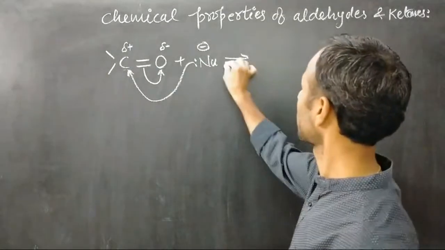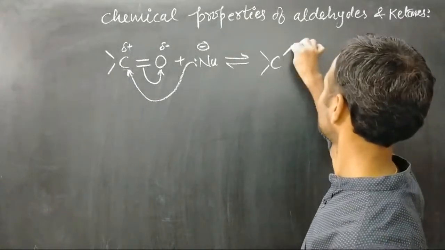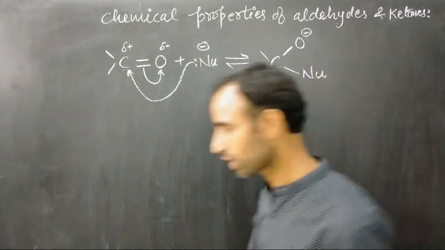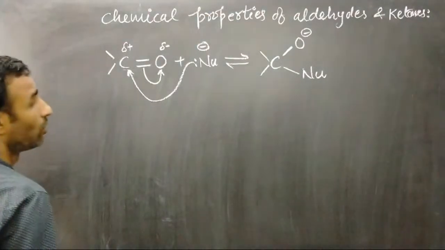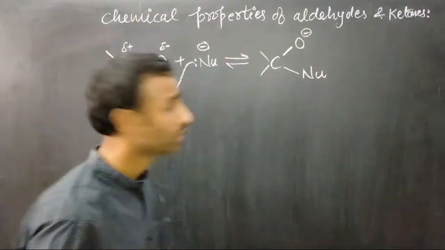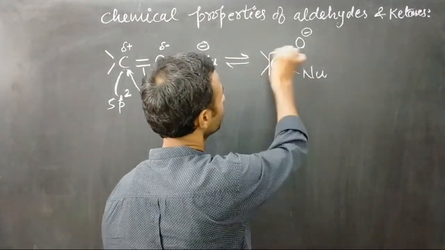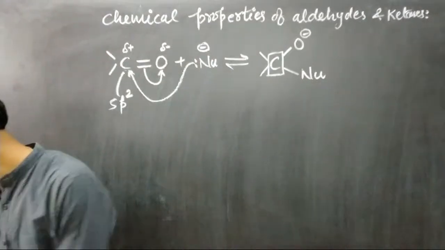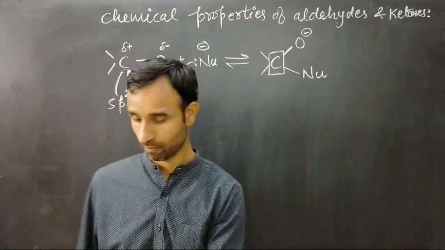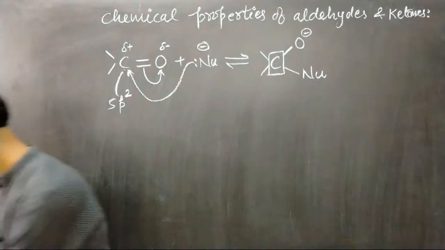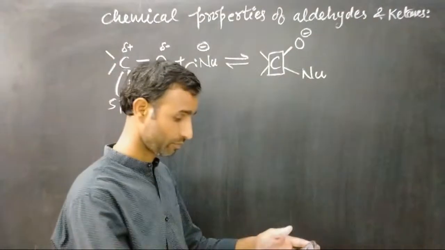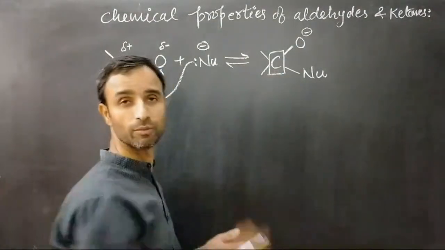So when the nucleophile attacks on carbon, we get this product, and obviously this carbon is sp2 hybridized. And what is the hybridization of this carbon? Yes, tell me, what is the hybridization of this carbon?